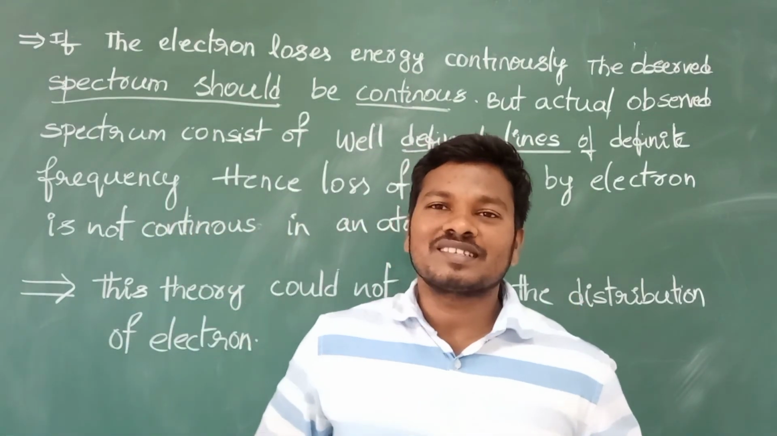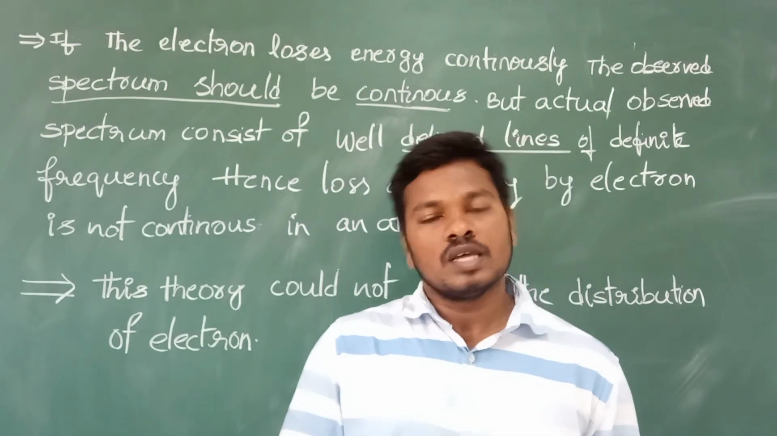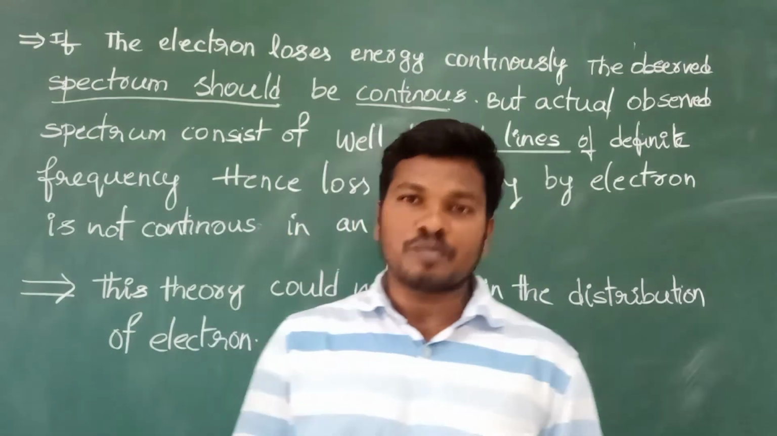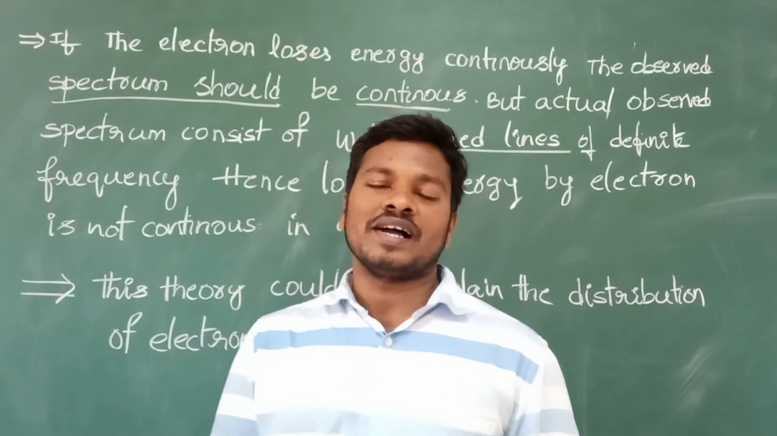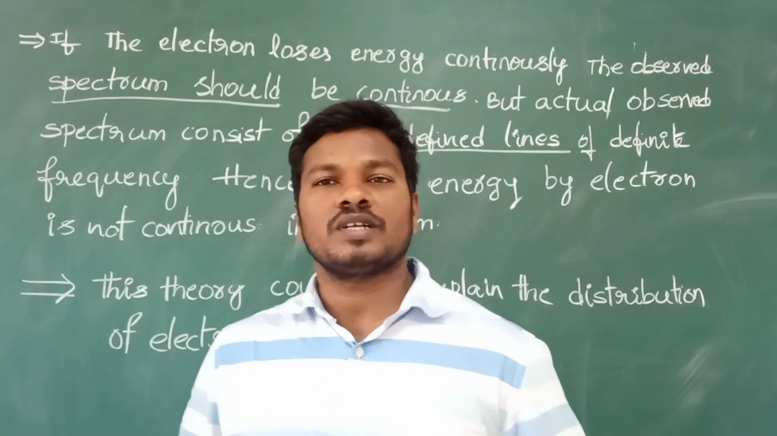In the next session we will discuss electromagnetic waves. After that we will discuss the Bohr atomic model. In the Bohr atomic model, he explained the hydrogen spectrum, different types of spectra, and the distribution of electrons.